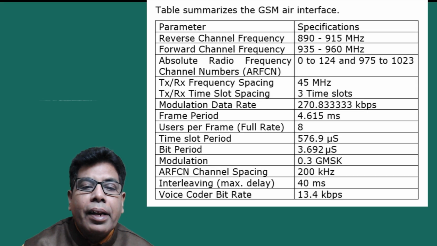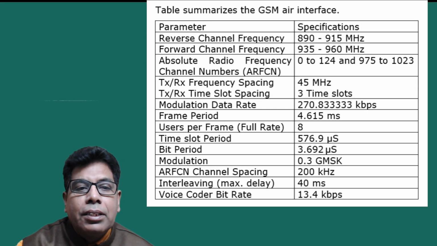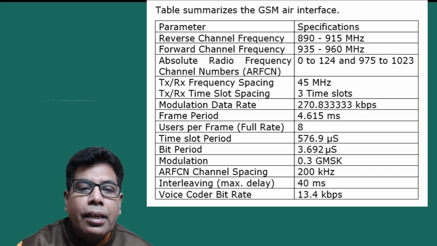Here we have the parameters and the specification. First parameter, reverse channel frequency, that is 890 to 915 MHz. Then forward channel frequency 935 to 960 MHz. Then absolute radio frequency channel number, ARFCN, it is 0 to 124 and 975 to 1023 for the extended GSM. Then transmitter receiver frequency spacing is 45 MHz. Then transmitter receiver time slot spacing is 3 time slots.